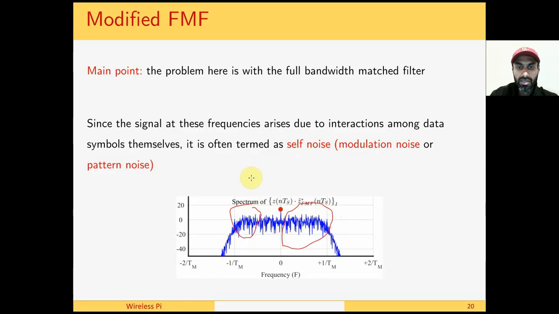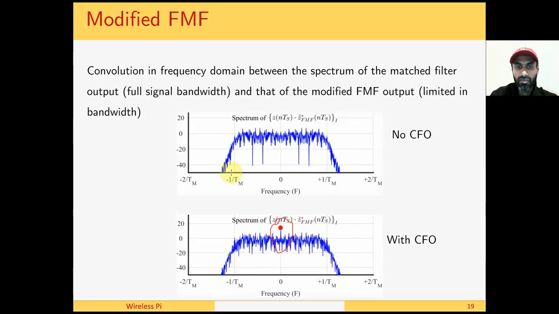Since these terms arise from the interaction among the symbols themselves, we call it self noise, modulation noise, or pattern noise. Ideally, when there is no CFO present, we want a signal like this, even lower, and in here we want something like this.